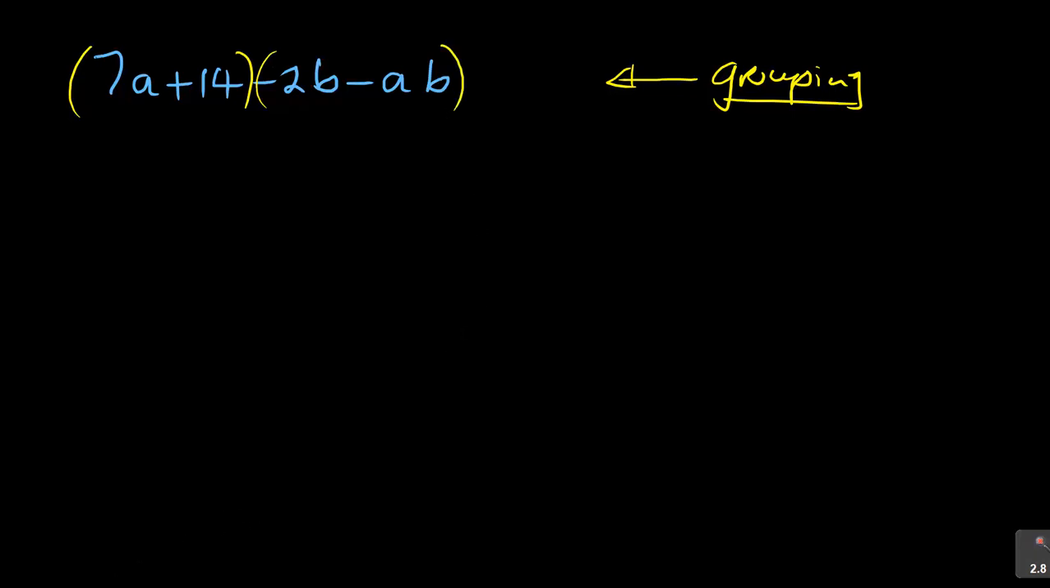So in the first 2 terms, between 7a and 14, you can see 7 is common because 7 can go into 14. So you take 7 out. When you are grouping, what you are actually doing, you are saying, take that 7a and take that 14. Then we said 7 is common, so you are dividing by 7. So 7 into 7a, a remains. That's the a you write.